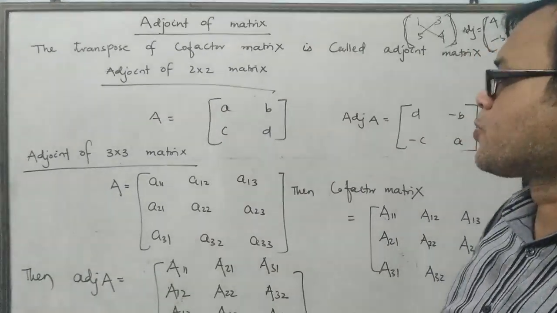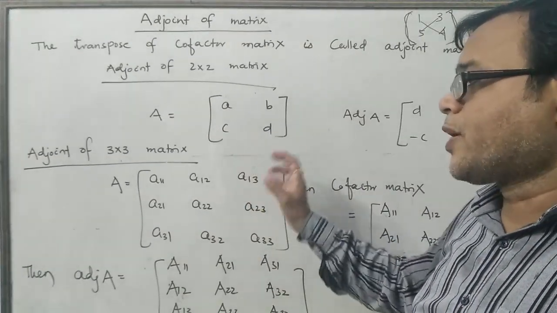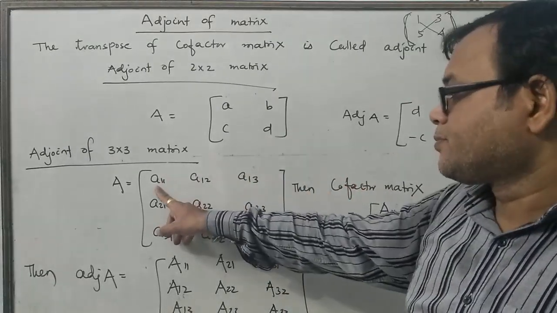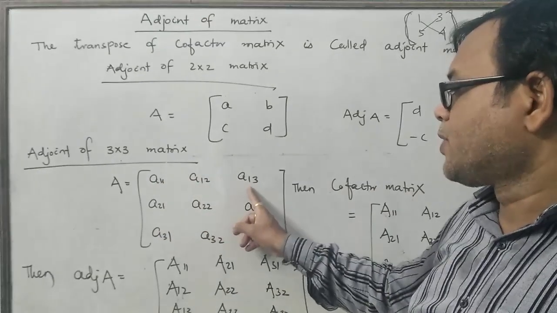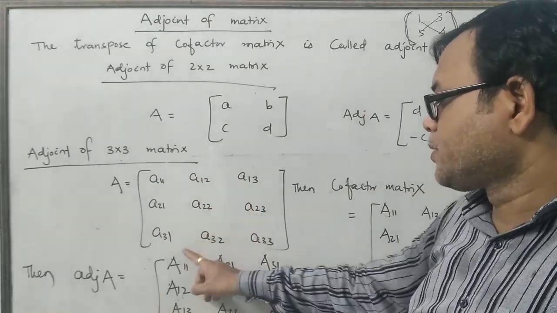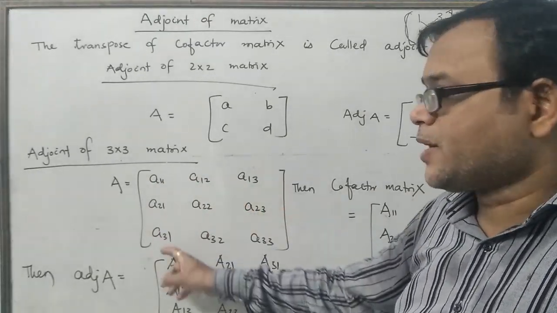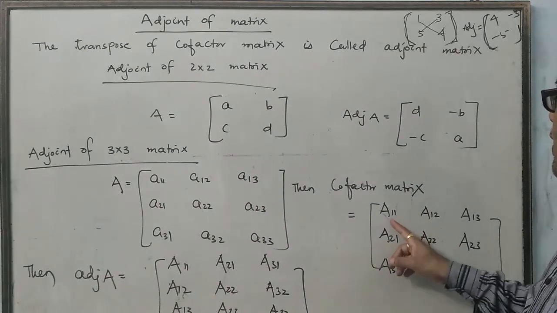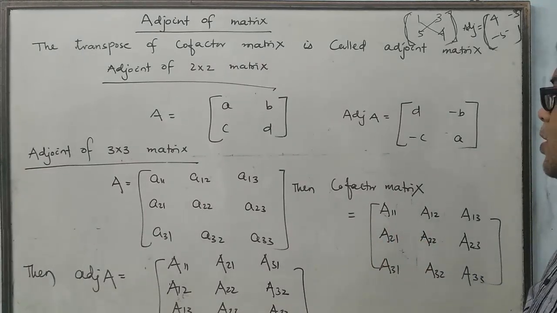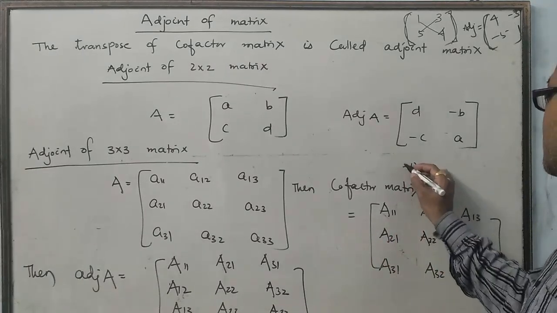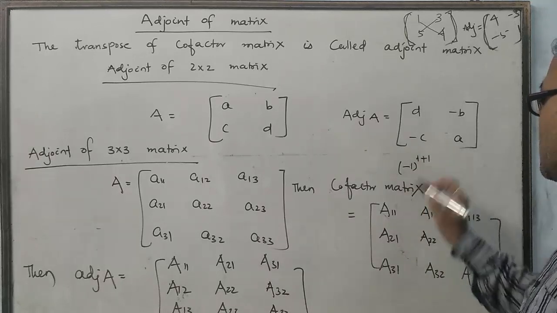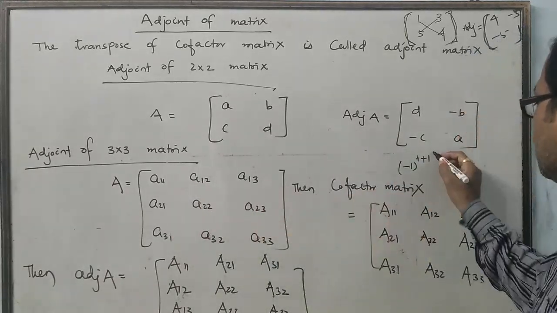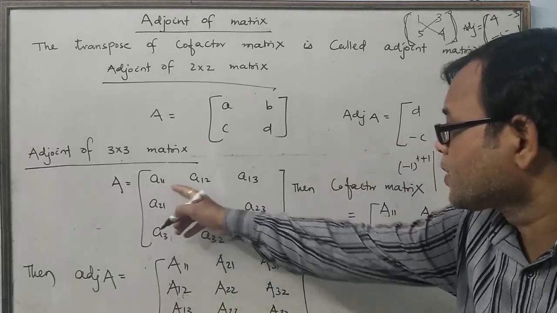It is quite a long process, because we have to find the 9 cofactors: A11, A12, A13, A21, A22, A23, A31, A32, A33. This is a 3 by 3 matrix. In order to find this cofactor matrix, we have to find A11. How will A11 be obtained? We know A11 is minus 1 to the power row number plus column number, into this one would be taken, which will be, these two will be deleted.